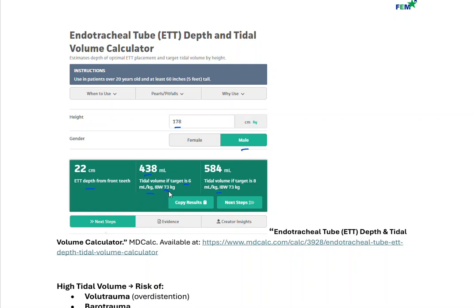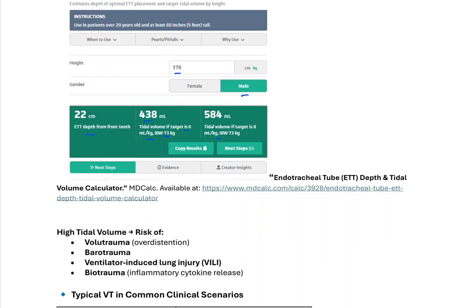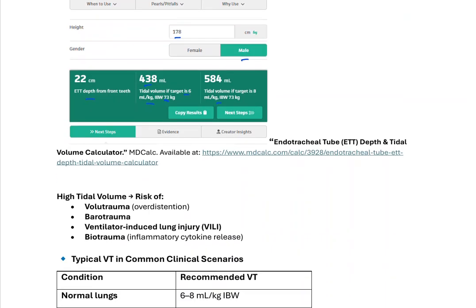And then here you can see it tells us that the ideal body weight is 73, which is similar to what we got in the calculation. So guys, make use of it. You're going to love it. And come back and thank me.